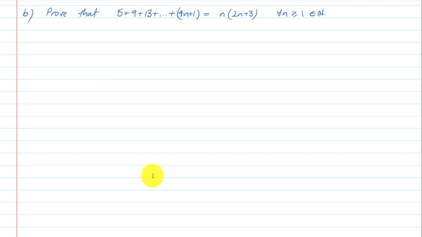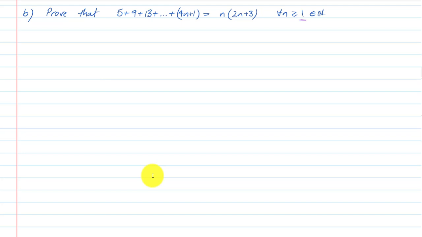So we're going to prove by induction that 5 plus 9 plus 13 plus all the way up to 4n plus 1 is equal to n times 2n plus 3. Very, very similar to the last question. And we take note here that n is greater than or equal to 1 and exists in the natural numbers.